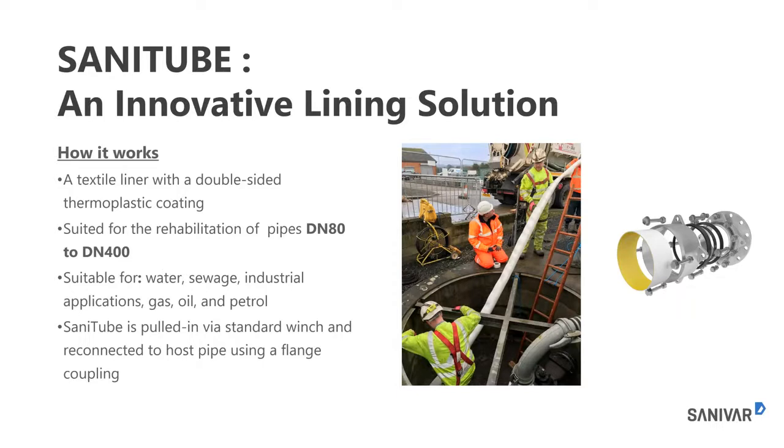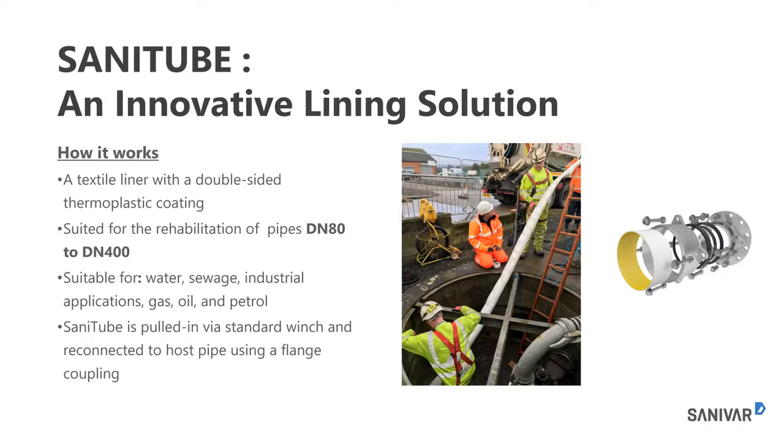And effectively, Sanitube is just pulled through via a standard winch and is then reconnected to the hose pipe using a flange coupling. You can see it looks rather complex, but it's very typical of any other sort of end connector, end restraint, flange adapter, stroke coupling. And you can see the assembly of that on the right of the screen there.